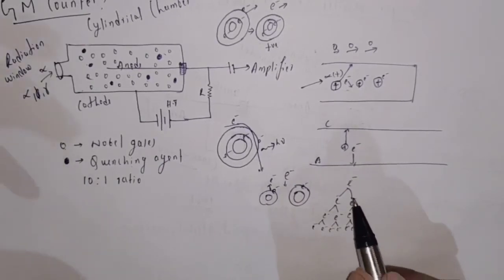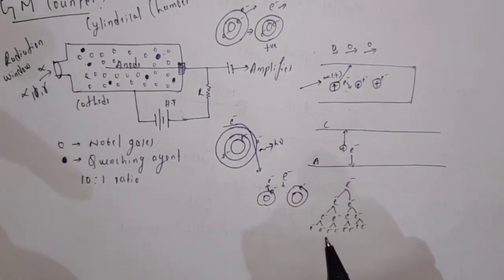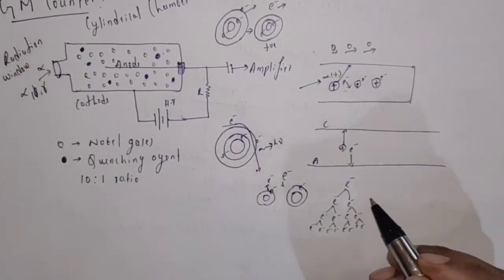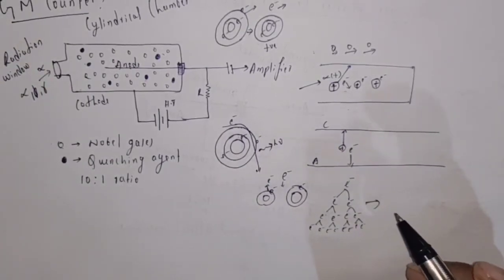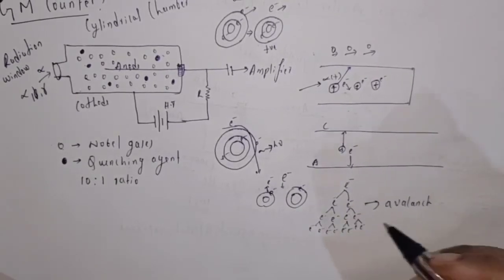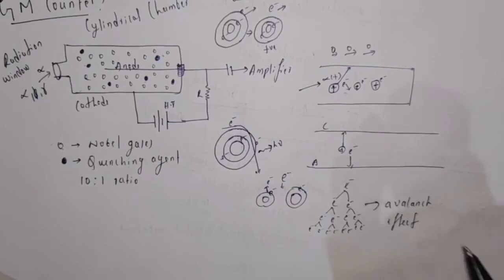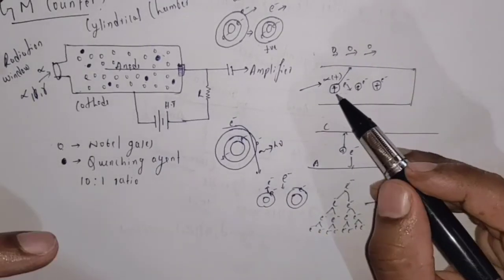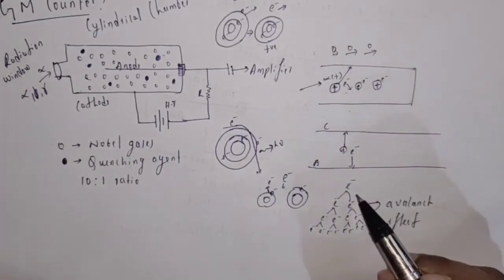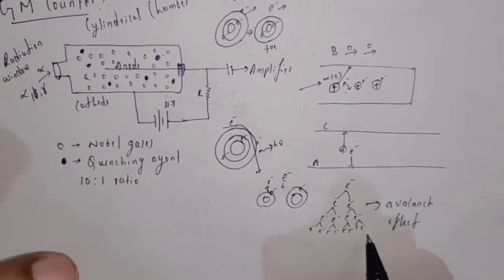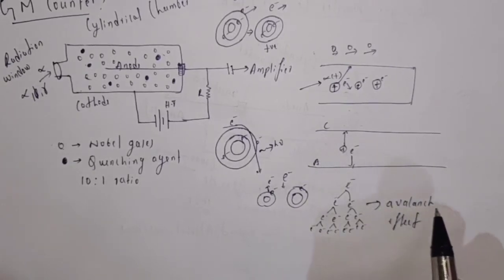These electrons further emit electrons from the gas atoms, and we call this effect the avalanche effect. Here the single electron emitted in the ionization process emits a lot of electrons in the cylindrical chamber, and we call this effect the avalanche effect.